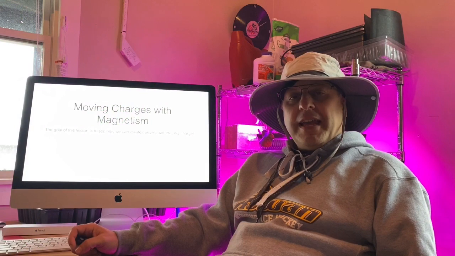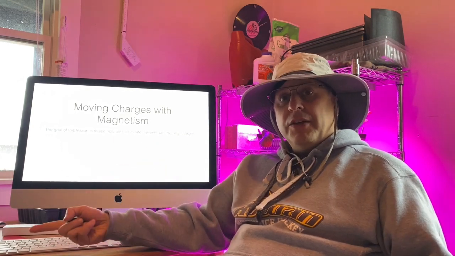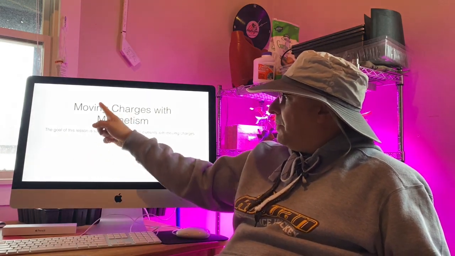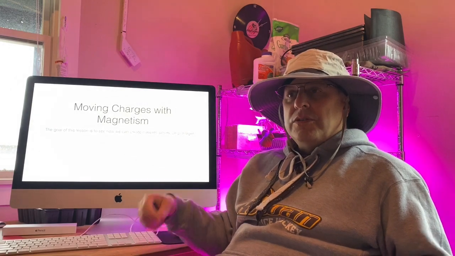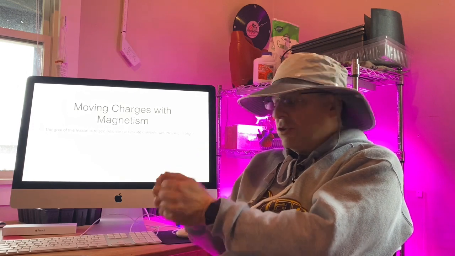Good morning. Today we're going to make a major change in what we're looking at. We have been looking at how moving charges would create a magnetic field. Today we're going to reverse all that. We're going to try to use magnetism to make the charges move. So instead of the moving charges making magnetism, we're going to have magnetism move the charges.